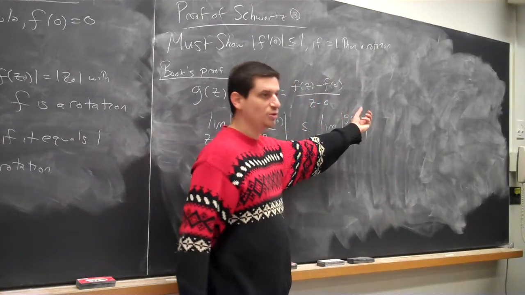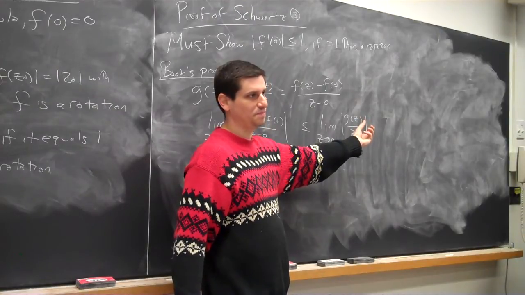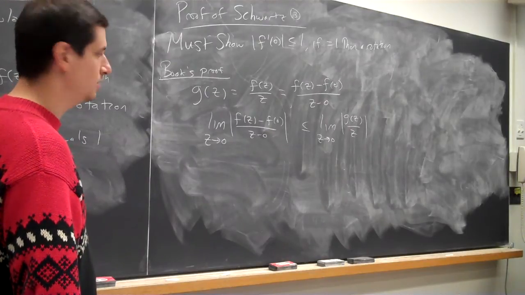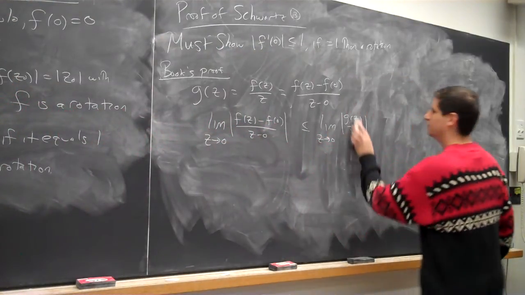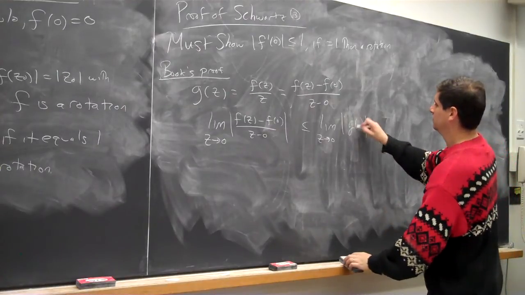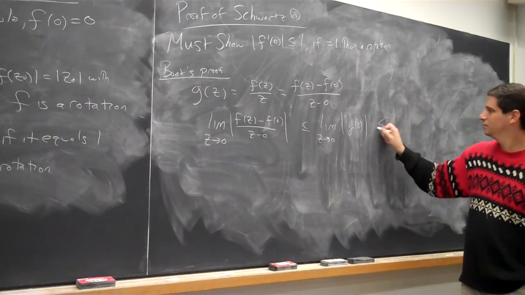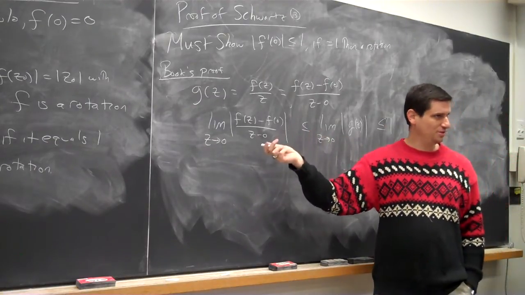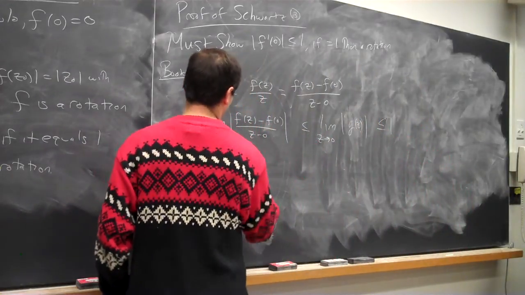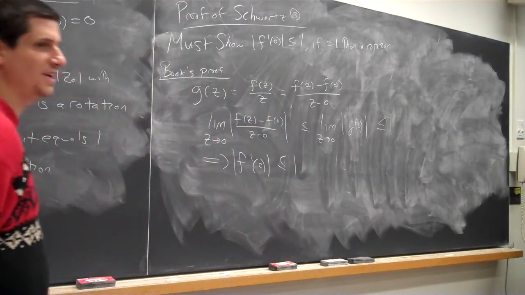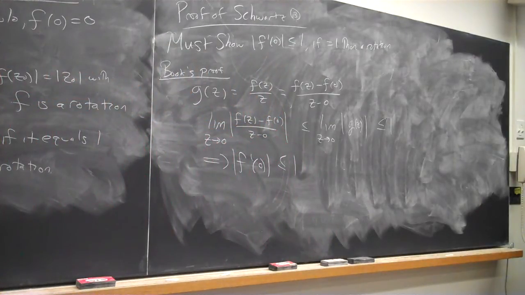And for all z, what do we know about the absolute value of g(z)? Less than or equal to 1. My function is differentiable, so this is just that the absolute value of f prime of 0 is less than or equal to 1. That's half of Schwarz 3. What's left now?